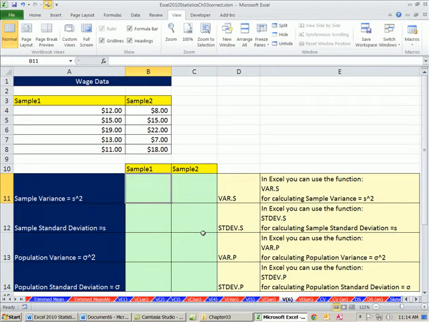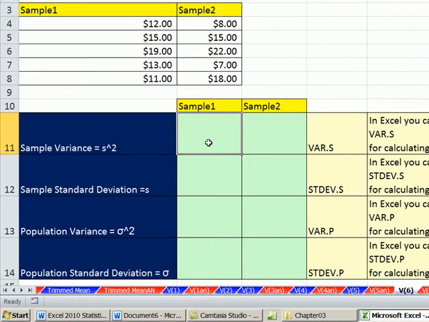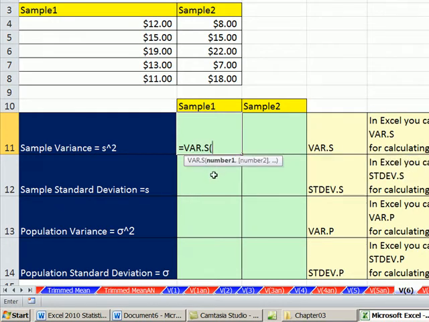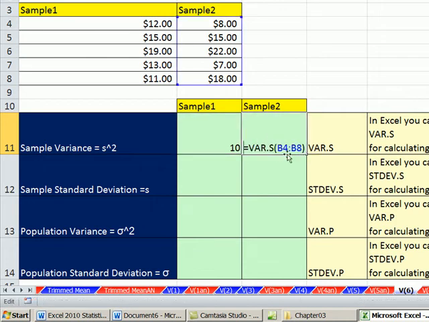Now, sample variance is S squared. It's just the step right before you take the square root and calculate your S. But we're going to use the VAR. And just like for standard deviation, there's a VAR for the variation for population and sample. So I'm going to do sample. And these are relative cell references. So I'm going to Control-Enter and copy it over. All right, so we can clearly see from our sample data here, and this is sample data, sample 2 has much more variation. All right, let's go ahead and calculate our standard deviation.